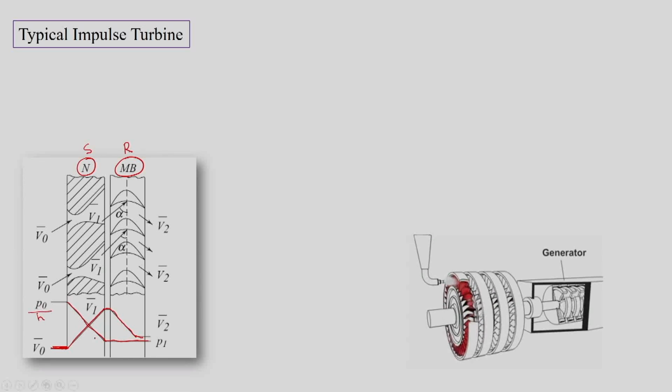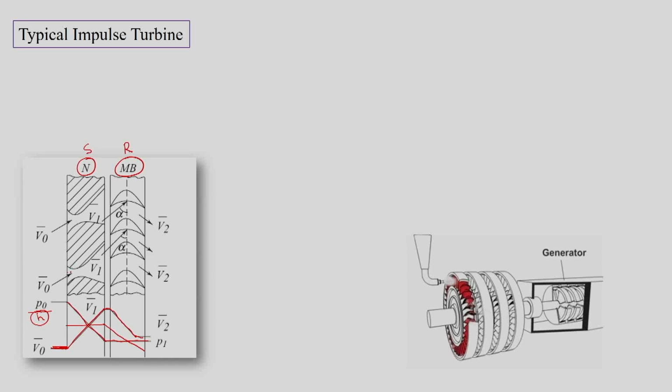The whole enthalpy drop will take place inside the nozzle, and then there is no enthalpy drop taking place inside the moving blades, but this enthalpy is a static enthalpy. In case of total enthalpy, as we know, total enthalpy is constant in the nozzle, and then total enthalpy will decrease in the moving blades.